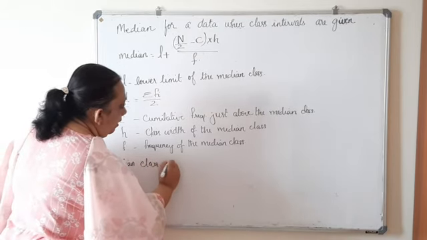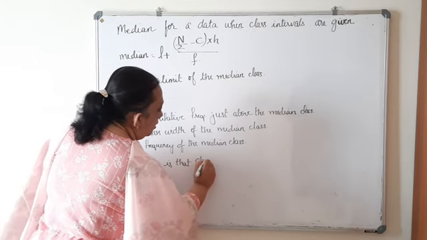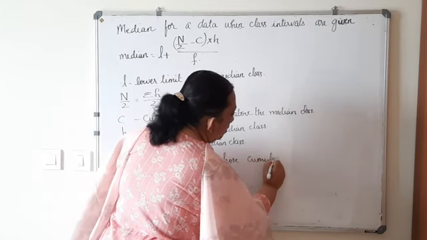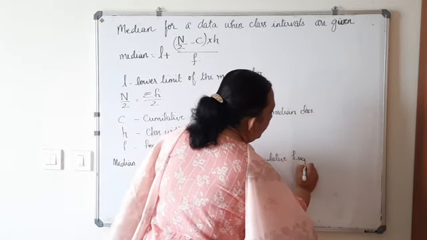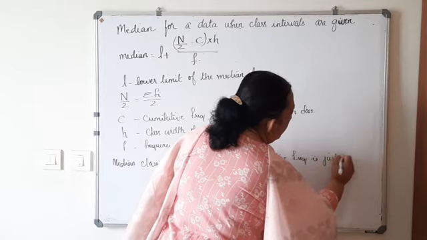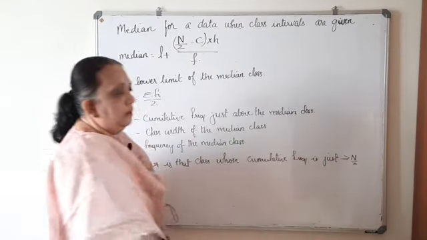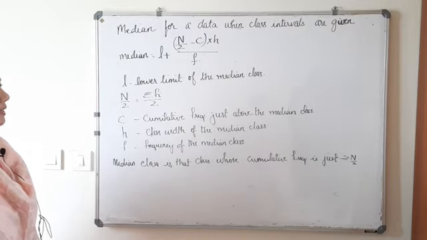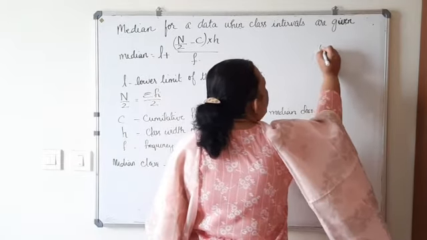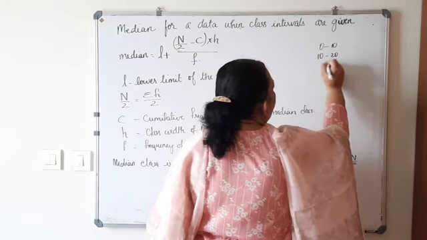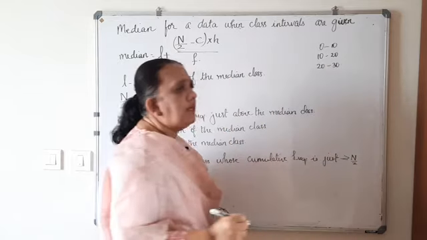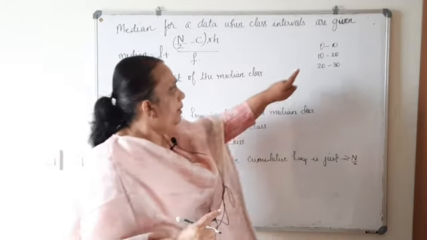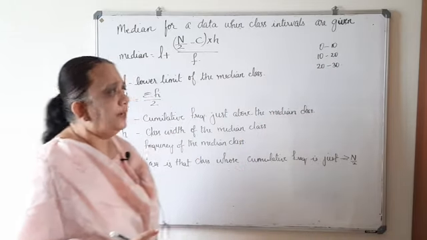Median class is that class whose cumulative frequency is just greater than or equal to N by 2. Once again, median for a data when class intervals are given: class intervals will be of the form, for example, 0 to 10, 10 to 20, 20 to 30, and so on. Make sure that the class intervals are continuous. For every statistical problem, it is advisable to do the problem by making the class intervals continuous.